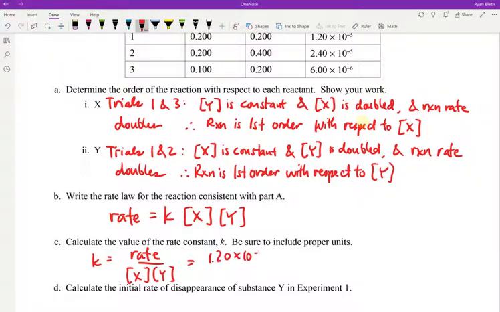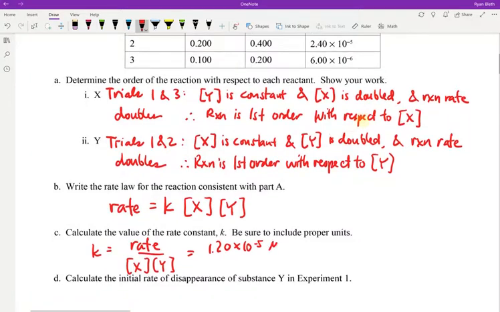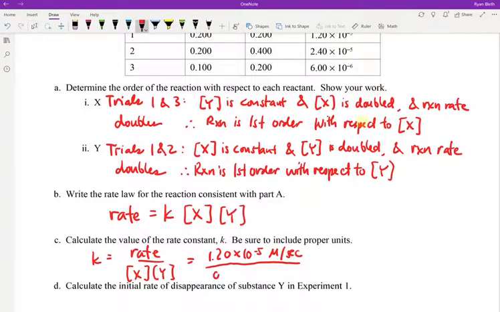1.20 times 10 to the negative fifth. That's in molarity per second. X in trial 1 is 0.2. Y is also 0.2. So as I go to my calculator, punch that in, it comes out at 0.000300, or 3.00 times 10 to the negative 4. And then the units on that, let's see, molarities cancel. I'm left with molarity to the negative 1 and seconds to the negative 1.